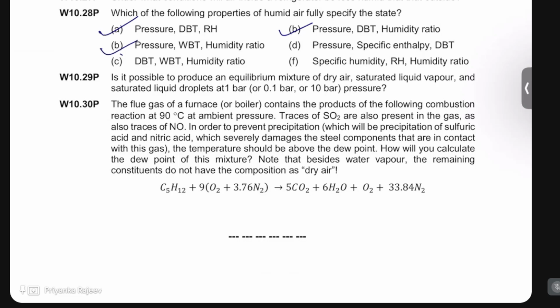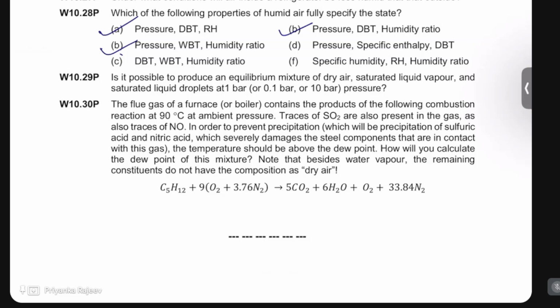Then the next one is pressure, specific enthalpy, and DBT. Specific enthalpy is dependent on pressure, so that is a redundancy, right? So that is not a possibility. Then DBT, WBT, and humidity ratio. Again, DBT and WBT are temperature variables, so again redundancy. Then the next one is specific humidity, humidity ratio, and RH. Again, redundancy is there. So those three are not applicable. The possible combinations are A, B, and the other B, so these three are the possible combinations.